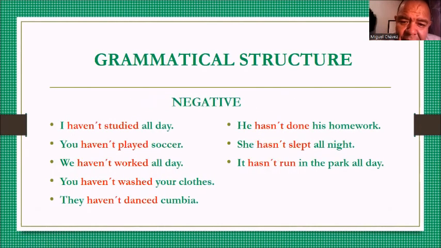For negative, remember that we contract the particle not with the auxiliary verb. And then we get, I haven't studied all day. You haven't played soccer. We haven't worked all day. He hasn't done his homework. She hasn't slept all night. It hasn't run in the park all day.